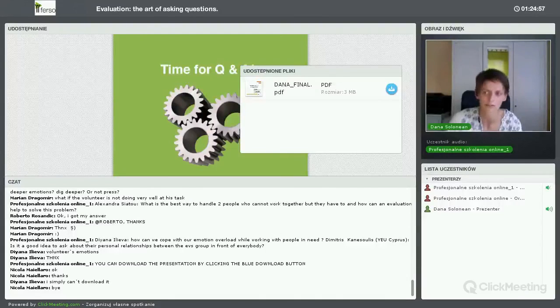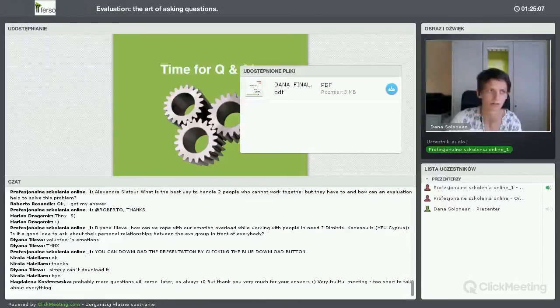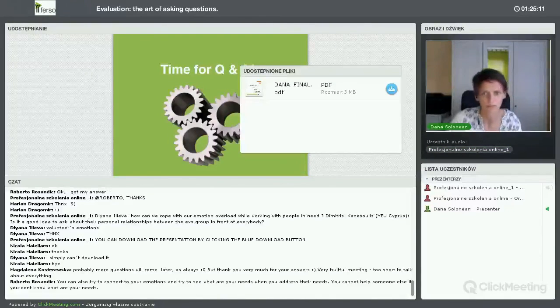But I believe that the roles should be divided on the evaluation. So the relation between volunteers should rather be the responsibility of the volunteers and of the mentor, maybe. And you as a coordinator get involved only if it's affecting the work or the group process, or so on. But yeah, this is what I would say.